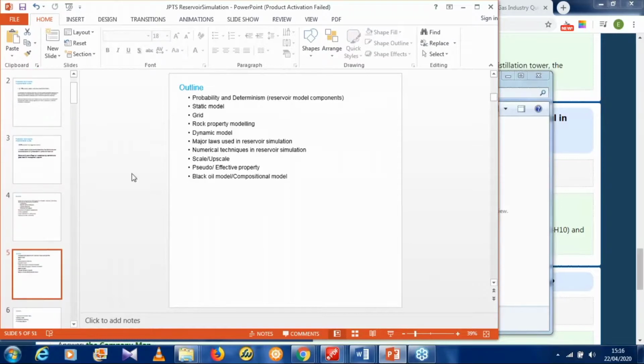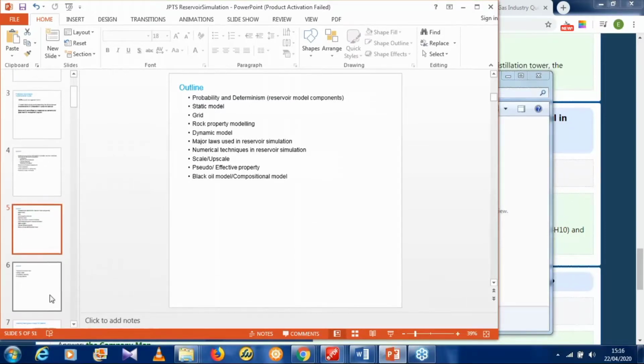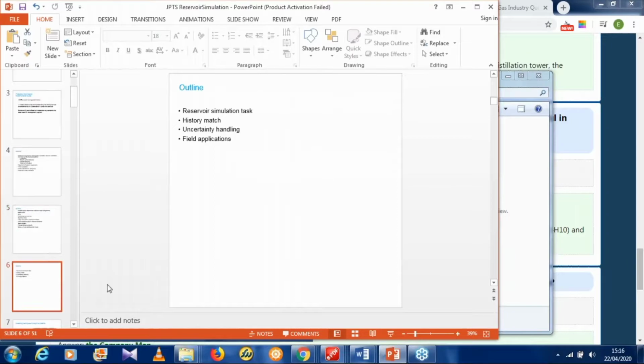After that, we also looked at the probability and determinism, reservoir model component, statistic model. I mentioned something about statistic model and dynamic model, then the grid, rock property modeling, dynamic models, major laws used in reservoir simulation, numerical techniques in reservoir simulation, scaling and upscaling, the pseudo and effective properties, black oil model slash compositional model, and a host of other topics that we would be looking at. Also look at the reservoir simulation task, history match, and the rest of it.